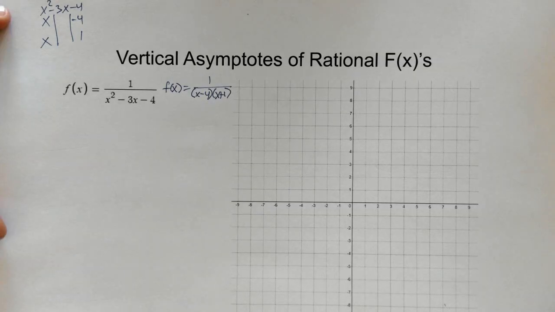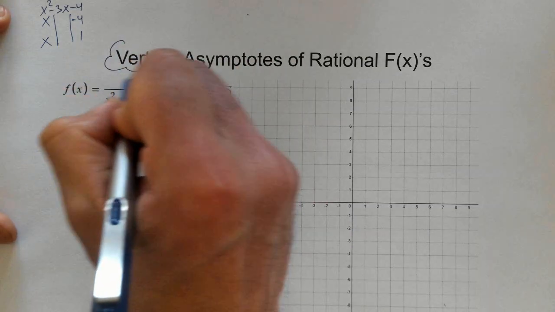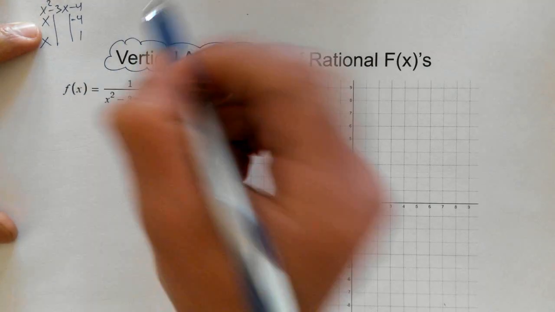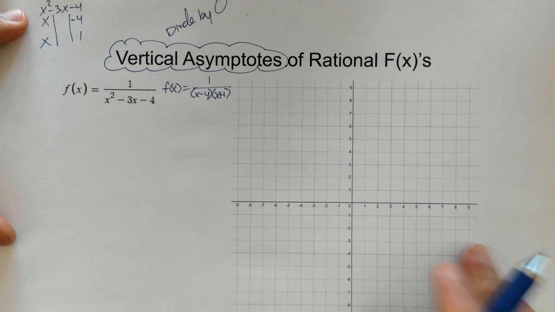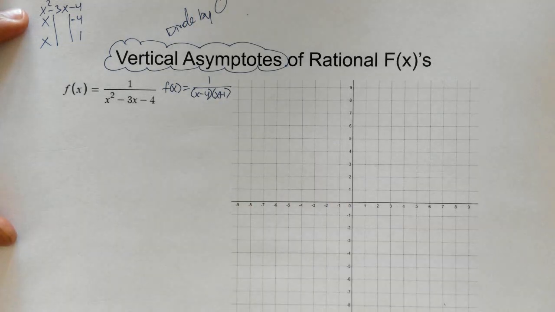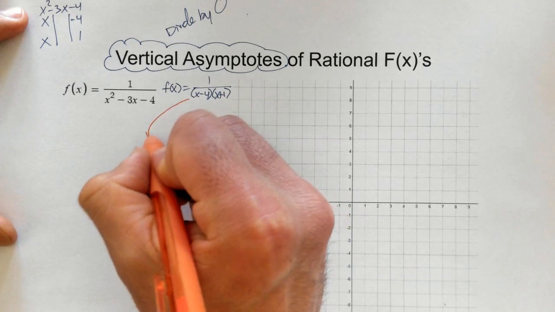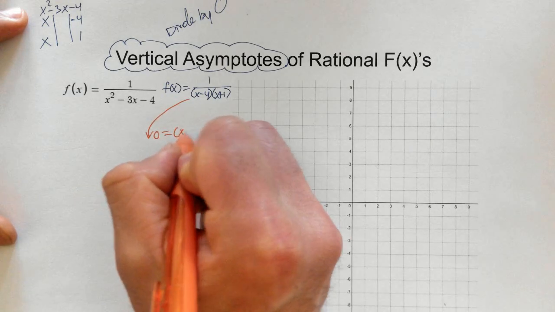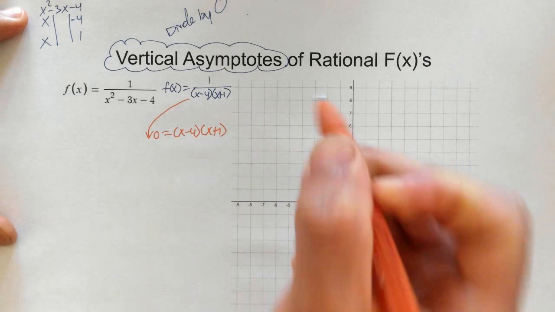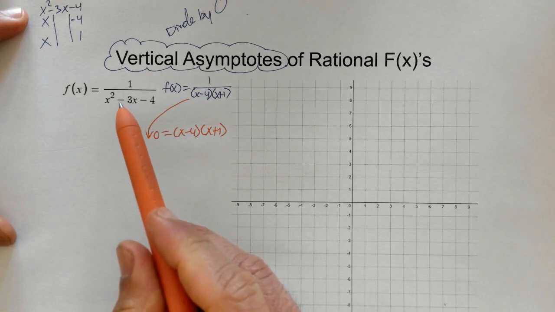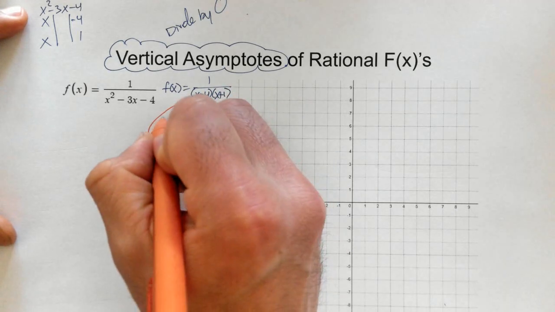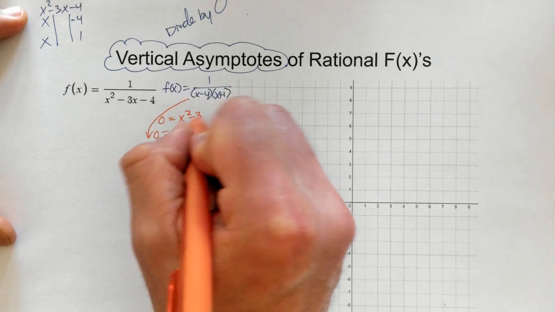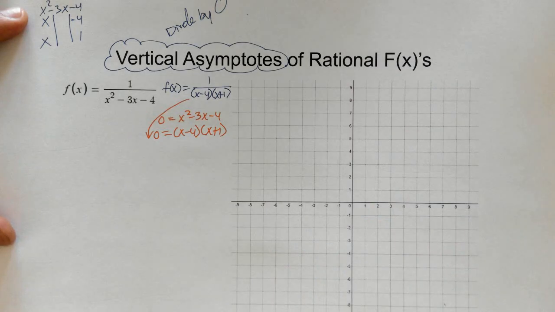Now, where will my asymptotes occur? Vertical asymptotes happen when I try to divide by 0. So, you set the denominator equal to 0. 0 equals (x minus 4)(x plus 1). Now, I've already factored it. You can set that equal to 0 or that, right? They're the same thing. If you don't factor it in the beginning, you would have just had 0 equals x squared minus 3x minus 4. The goal is to set the denominator equal to 0 and solve for x.